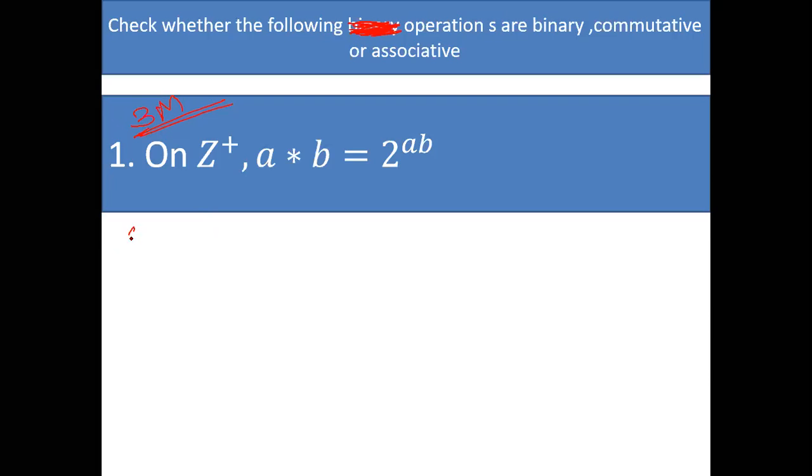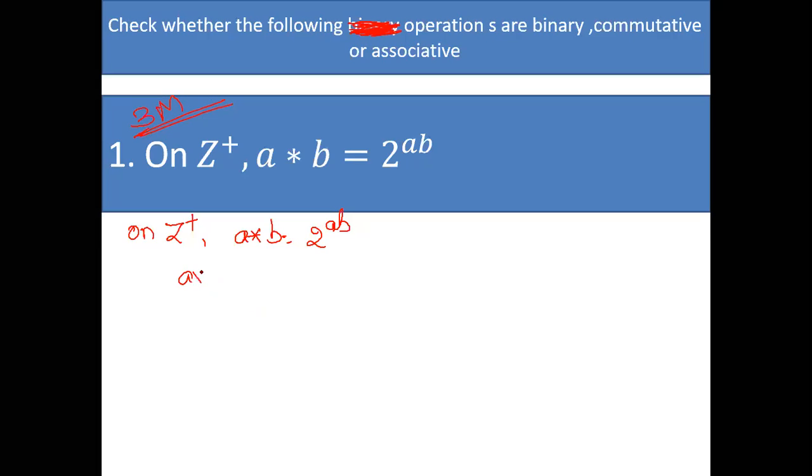So A star B, Z plus is again positive integers. Okay, so A star B is equal to 2 to the power AB. You now know how to find out whether it is binary. So I think I'll get the answer immediately now. Whether this particular operation is a binary operation. Okay. So whether this is a binary operation. 2 to the power AB. Yes. Good. See. It is a binary operation, Hafiz. So it is a binary operation. Yes. Good students.